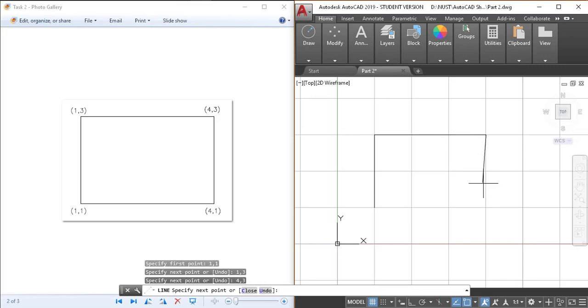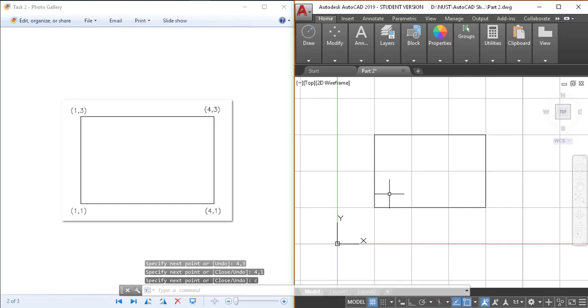Okay, so now we have to move to this point. The coordinate is 4, 1. So now we have to close this polygon, or you can say rectangle. In the line command we have an option named Close. We can click on this Close in order to join our first point and the end point, or we can simply type C, which is the capital alphabet C here, to close this diagram. So this is the absolute coordinate system.